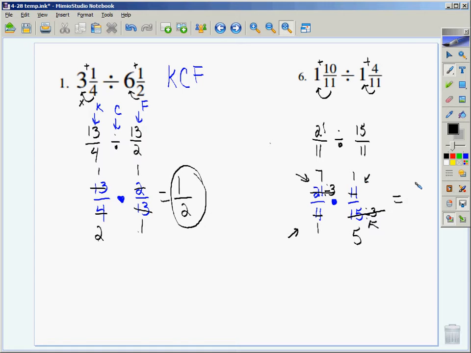7 times 1 is 7. 1 times 5 is 5. And today we're going to leave our answers as improper fractions so long as they're simplified. Any questions on this second example? Can I go forward?